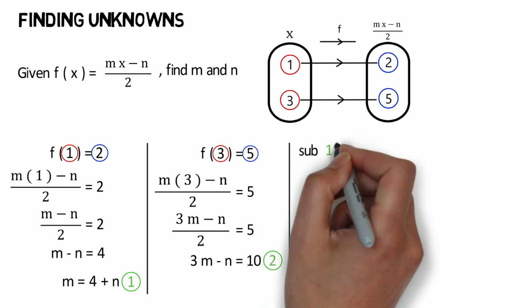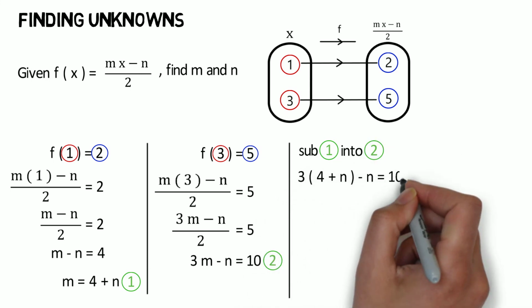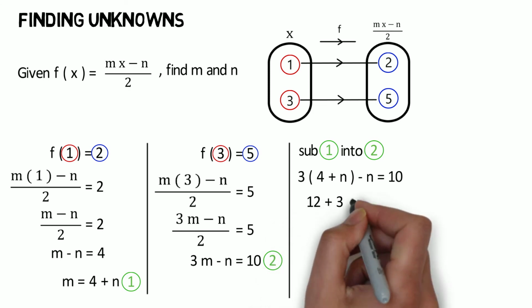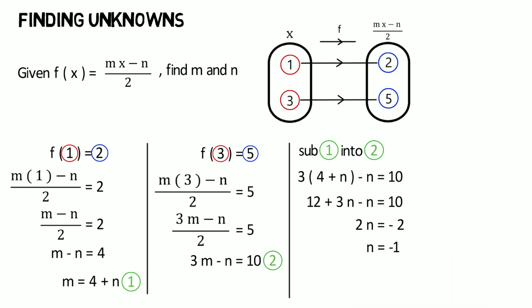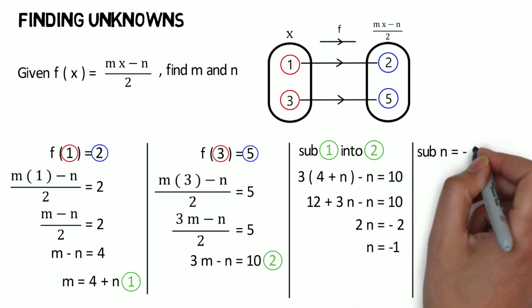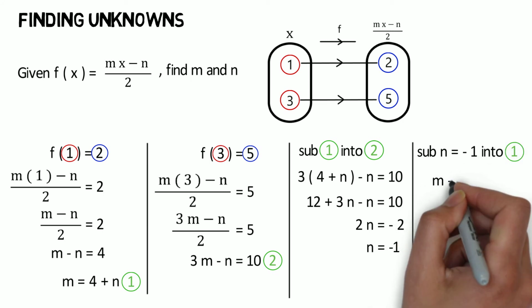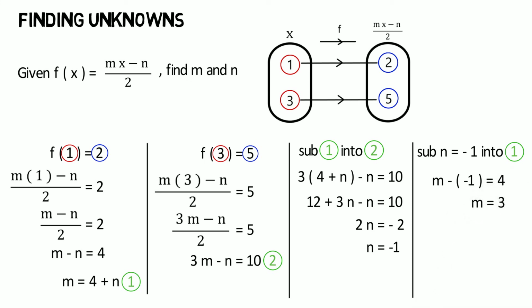Now we can substitute equation 1 into equation 2. Notice that m is substituted with 4 plus n. After simplifying, we get n equals negative 1. Now that we know the value of n, we can find the m value. We can do this by substituting n equals negative 1 into equation 1. After that, we obtain a value of m equals 3.